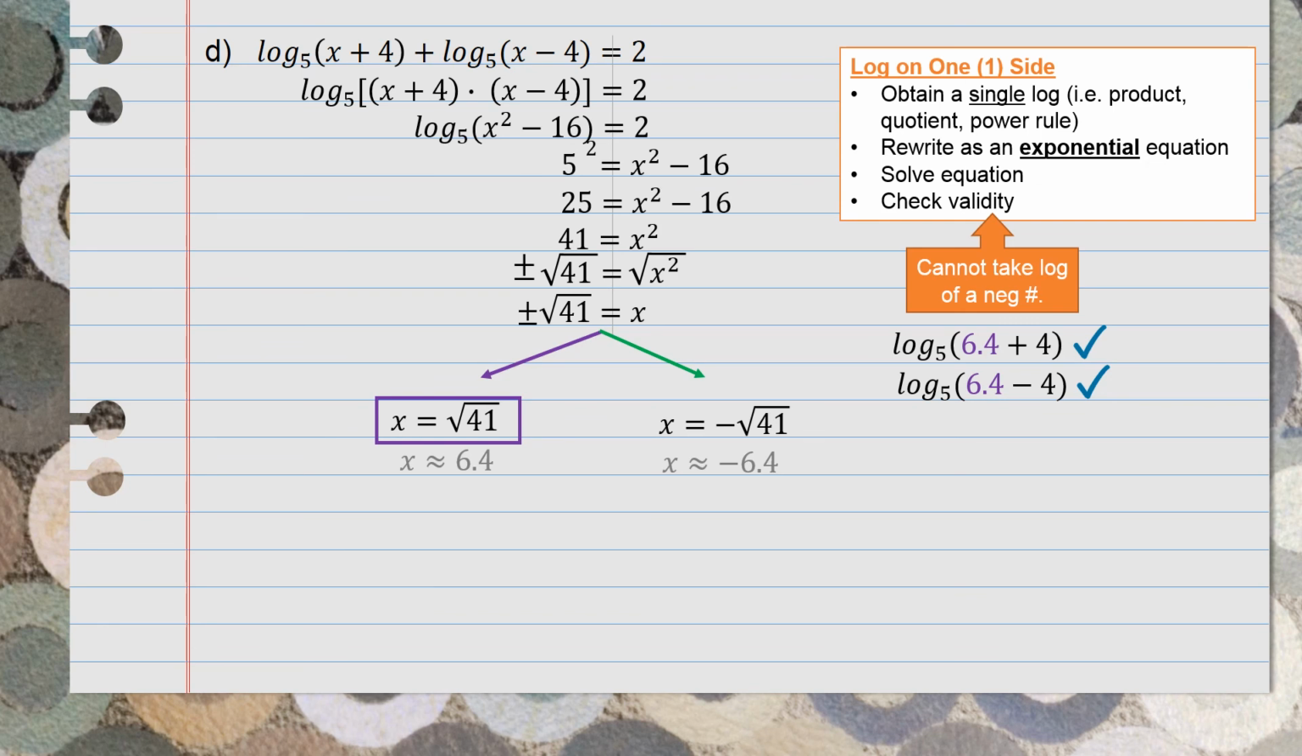Now we must check the negative version. Log base 5 of negative 6.4 plus 4. Is that positive? No. What about the other value? Log base 5 of negative 6.4 minus 4. Is that positive? No, which means we cannot keep that solution.